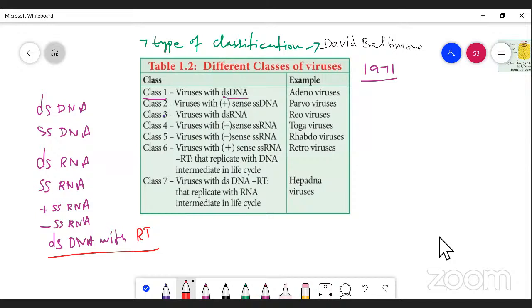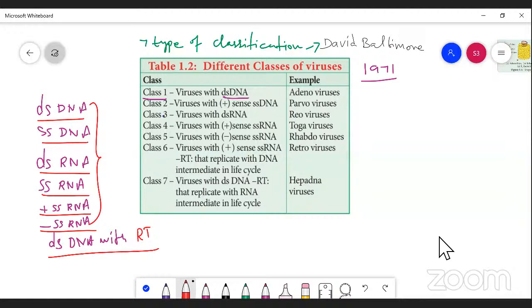These are the 7 categories. These are viral genomes. What are the viral genomes? The double strand of DNA is a viral genome. Single strand of DNA is a viral genome. Double strand of RNA is a viral genome. Single strand of RNA is a viral genome: positive sense of RNA, and negative sense of single strand of RNA. And double strand with reverse transcription. These 7 categories were given by David Baltimore in the year 1971.